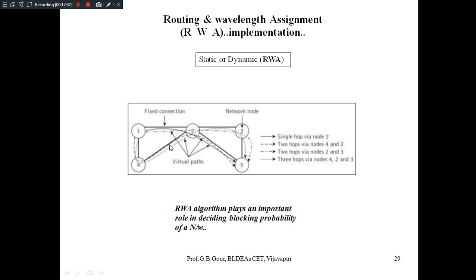Two intermediate nodes means two hops. Similarly, another path for two hops is via nodes 2 and 3: you can go from 1 to 2, then 2 to 3, and then you reach the destination. Similarly, a 3-hop route is also possible for transmitting information from source to destination: from 1 to 4, 4 to 2, 2 to 3, then 5. Then the RWA algorithm, by looking at all these possibilities, will choose the single hop via node 2.